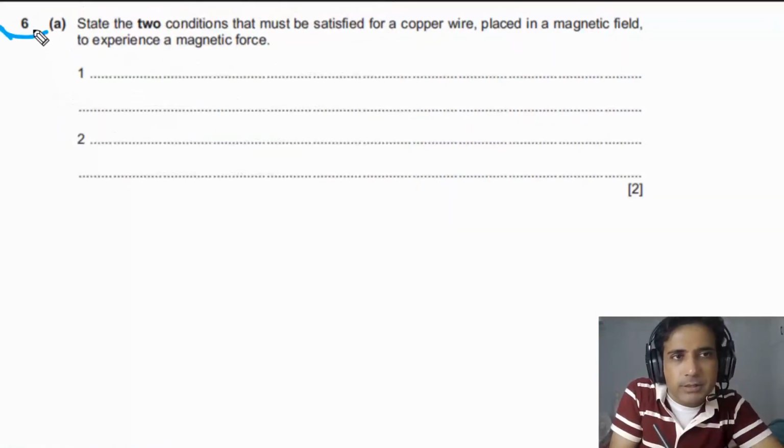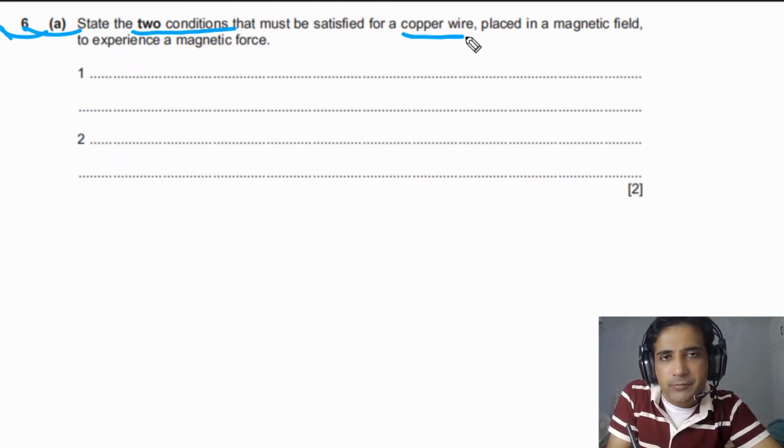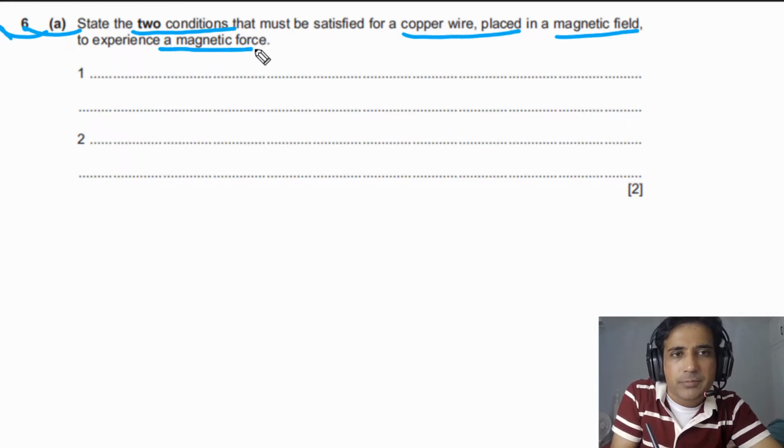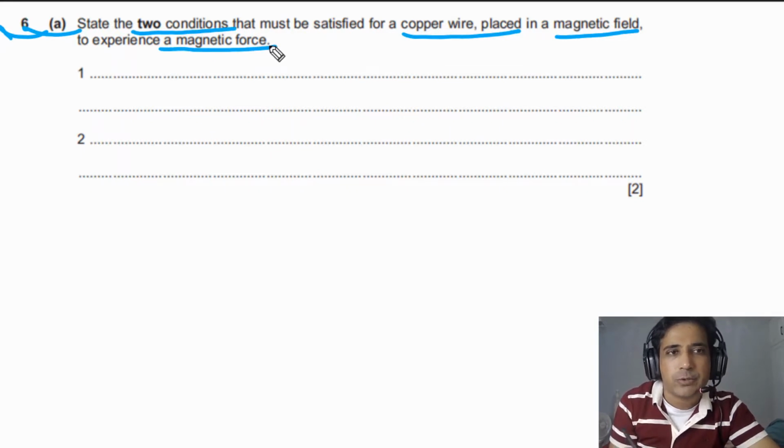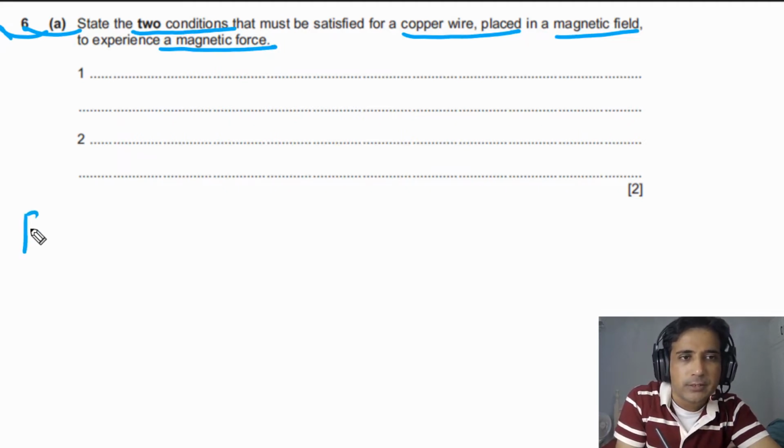For question number 6, part A, we need to state two conditions that must be satisfied for a copper wire placed in a magnetic field to experience a magnetic force. Let's try to understand this one with the help of magnetic force equation. This question is simply asking us, if you place a wire in a magnetic field, when will the wire experience a magnetic force. So simply we can understand this one with the help of magnetic force equation.